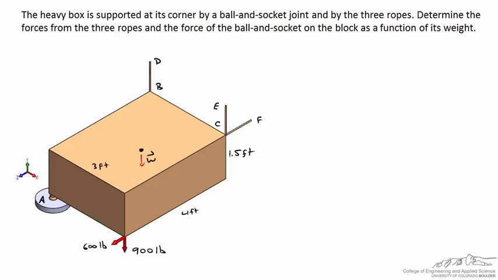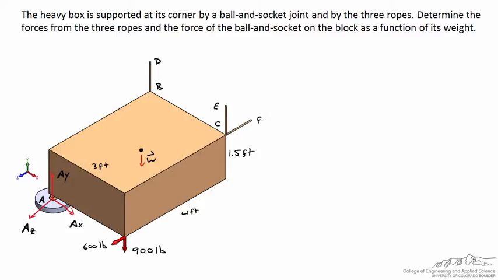Whenever a constraint like a ball and socket joint prevents movement in a particular direction, it means it can provide a force in that direction. The ball and socket joint can apply a force upward in the y direction, it can apply a force in the x direction, and it can apply a force in the z direction. But because the ball and socket joint is frictionless, it can't produce a moment in any of those directions. We'll label the components of the ball and socket joint AX, AY, and AZ.